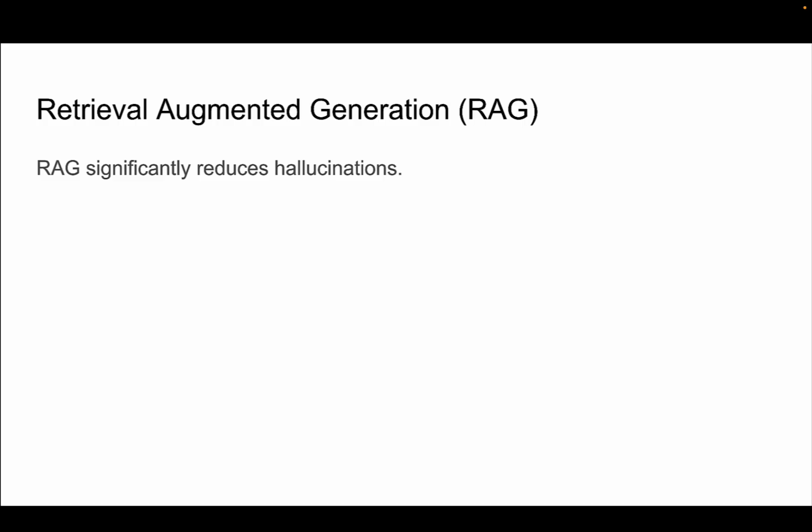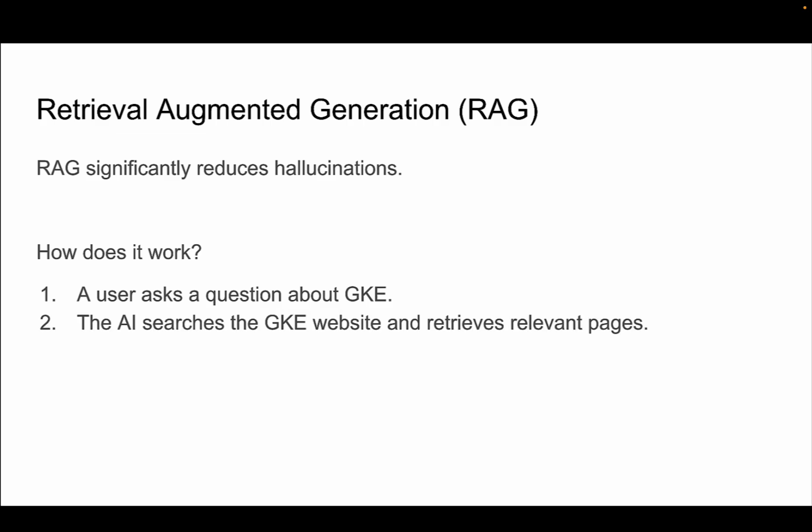Retrieval Augmented Generation, or RAG for short, addresses the hallucination problem. It significantly reduces hallucinations or overly vague answers to questions because it works in the following way. A user asks a question about GKE, and instead of guessing, the AI searches the GKE website and retrieves pages that pertain to the user's question. The AI then reads those salient pages and uses the official documentation to generate an answer to the question. In this way, RAG significantly reduces hallucination because it grounds its answers in a source of truth.